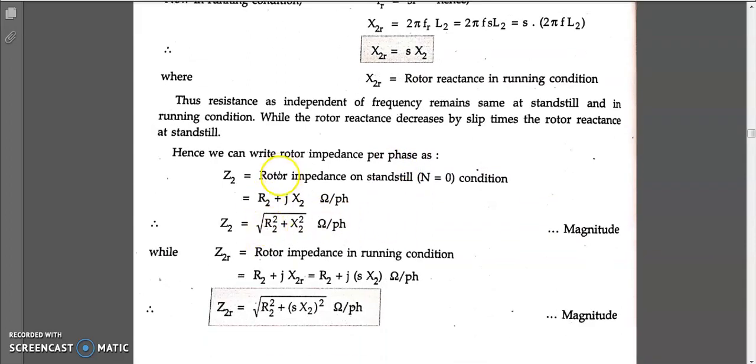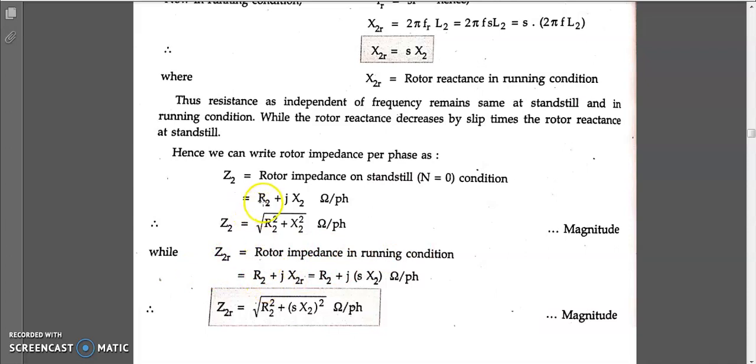If I write in terms of impedance, we know that Z2 is the rotor impedance at standstill, though I can see that I have not written any R here. So Z2 is equal to R2 plus jX2. If I take the modulus, the magnitude will be the square root of R2 square plus X2 square, whereas Z2R is the rotor impedance during running condition.